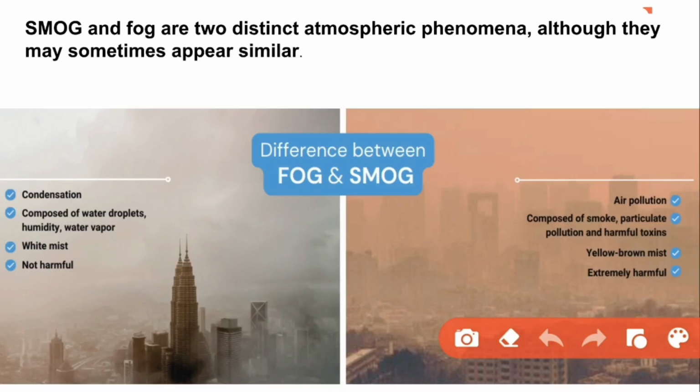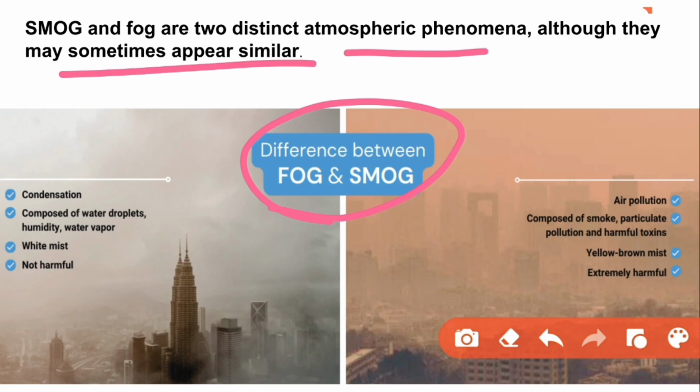Now let's understand the difference between fog and smog. Both are actually atmospheric phenomena and sometimes appear similar. Fog is something which we see in the winter mornings. It happens due to the condensation of water droplets. So it contains enough water vapor or water droplets, and is quite white in color. As it is a natural phenomenon, it is not at all harmful for us.